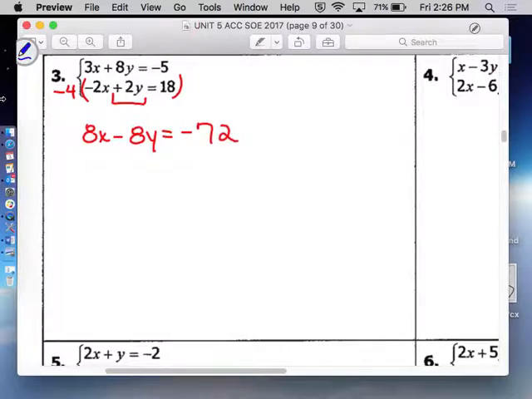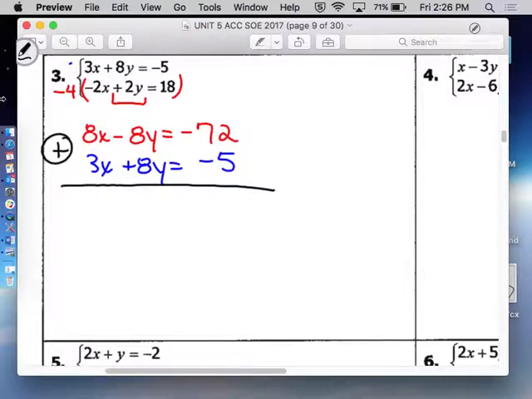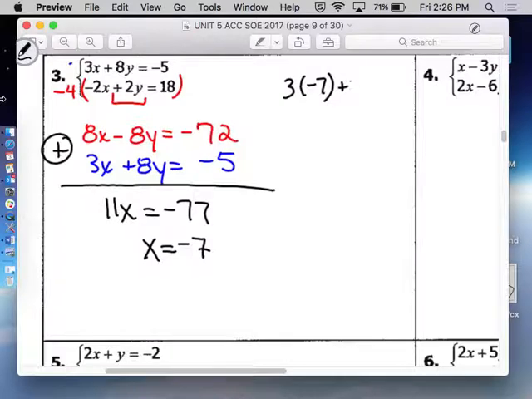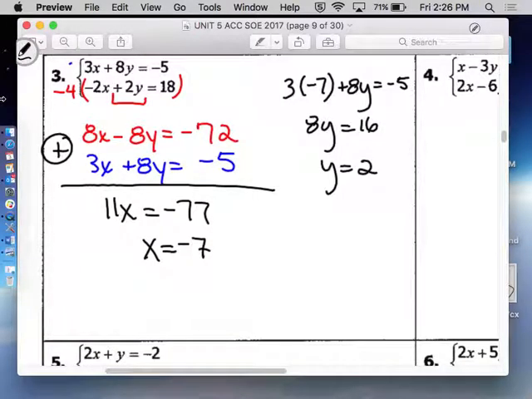And then I'm just simply going to recopy the first equation. And now I'm going to add them together vertically. So here's my vertical addition. Y sums out to 0, and x is equal to negative 7. To find y, I'm just going to go back to the first equation. I'll let x take on the value of negative 7. And then 8y is set equal to positive 16. Therefore, y is 2. So the ordered pair solution for this system is negative 7, positive 2.